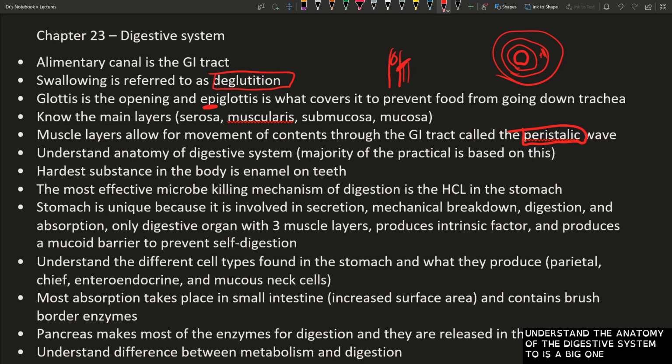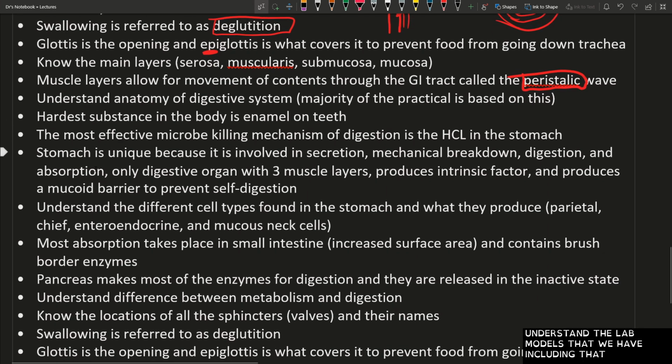This is a big one. So make sure you watch that digestive system lab video. This is the majority of the practicals based on this, and make sure you understand the lab models that we have, including that one flat picture thing.